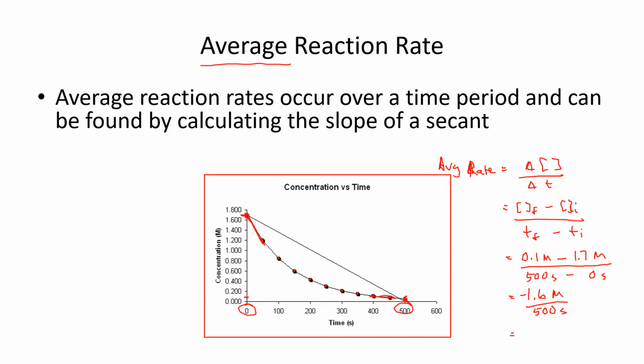And let's see what that comes out to on my calculator here. And so I get negative 0.0032 moles per liter per second.